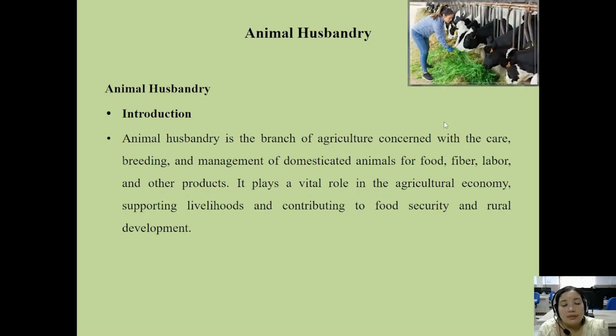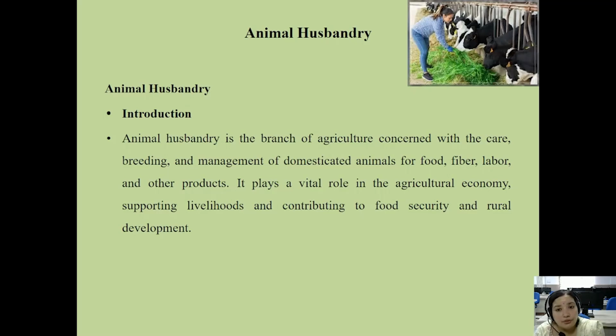Animal husbandry is here. Introduction: animal husbandry is the branch of agriculture. This is another topic of your syllabus, number 4 of your syllabus, that is animal husbandry. Animal husbandry is the branch of agriculture concerned with the care, breeding and management of domesticated animals for food, fiber, labor and other products. It plays a vital role in the agricultural economy, supporting livelihoods and contributing to food security and rural development.